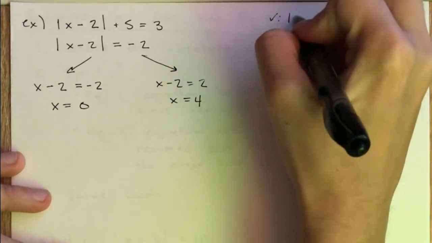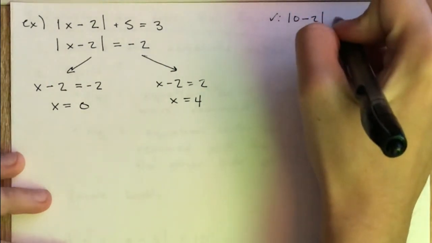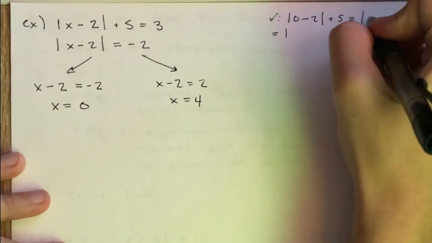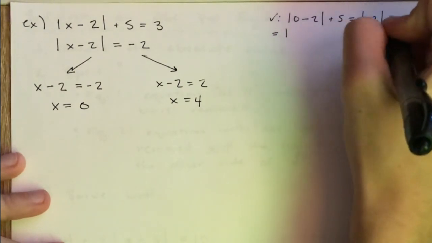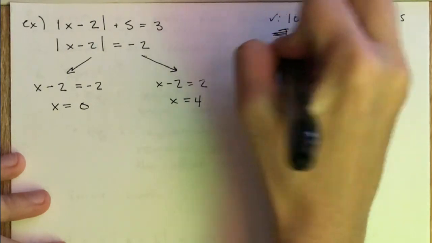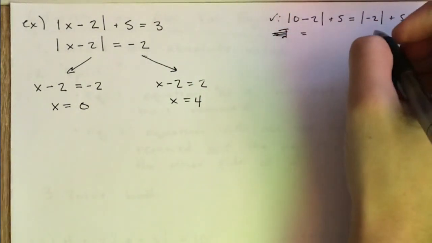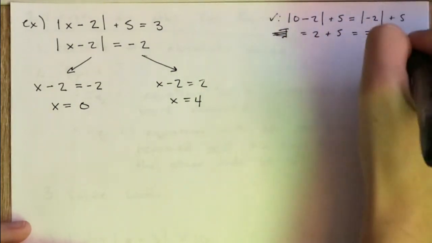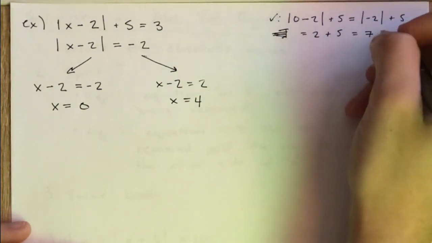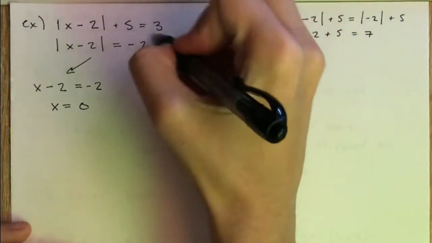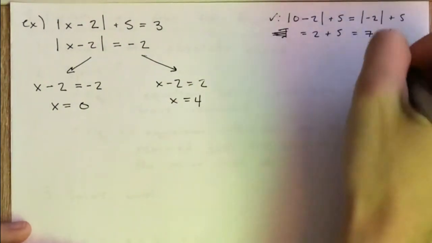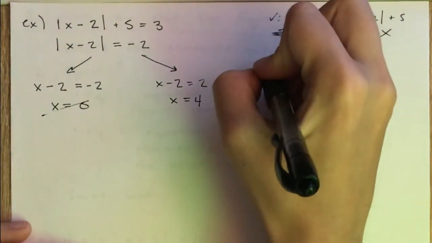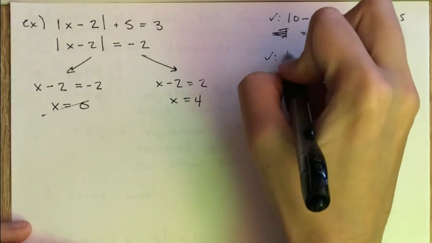So on top we have the absolute value of negative 2 plus 5, which gives me 2 plus 5, which is 7. So we wanted 3, right? So this does not work. So this is not a solution. Let's check the other one and see if that one works.